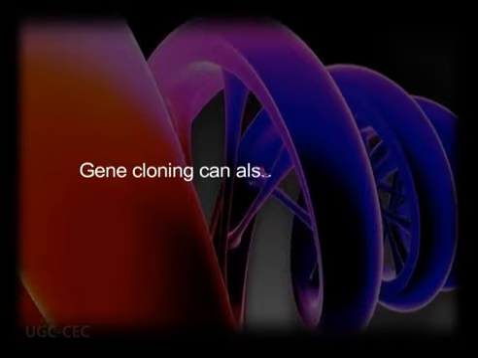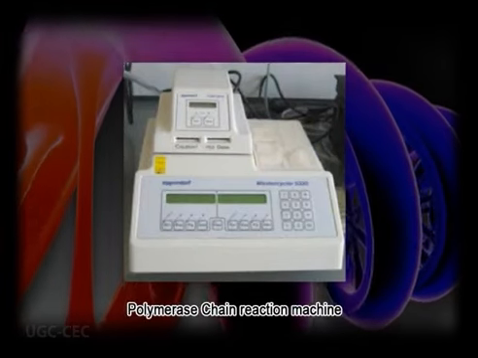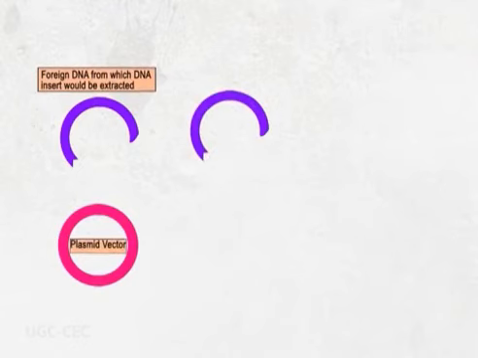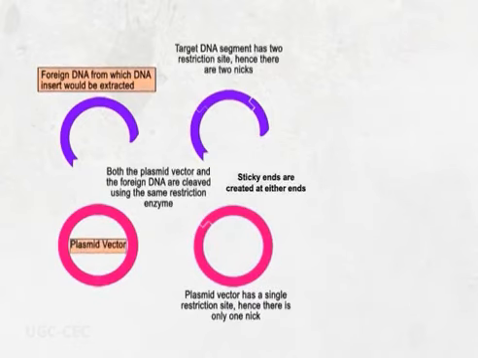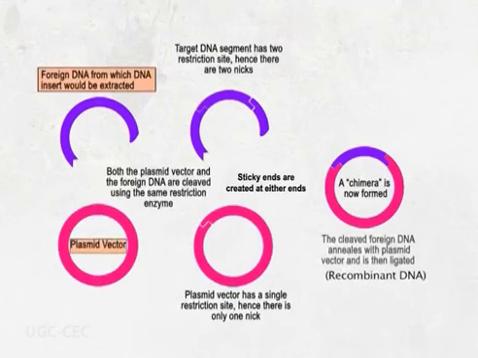Gene cloning can also be achieved by polymerase chain reaction, which is also called PCR, in which the specific DNA fragment of interest is amplified with the help of a PCR machine without the use of vector and the host cell. A recombinant DNA molecule is produced by joining together two or more different DNA segments such as a vector and the gene of interest. The vector plus gene of interest is called recombinant DNA, and the steps involved in creation of recombinant DNA are collectively called recombinant DNA technology or genetic engineering.